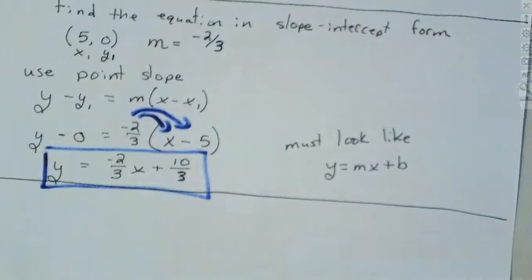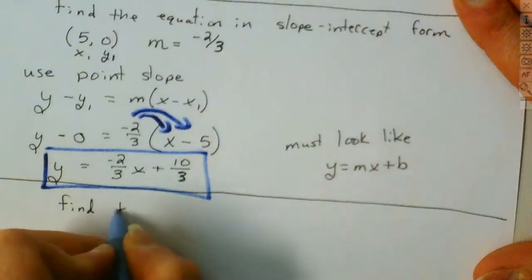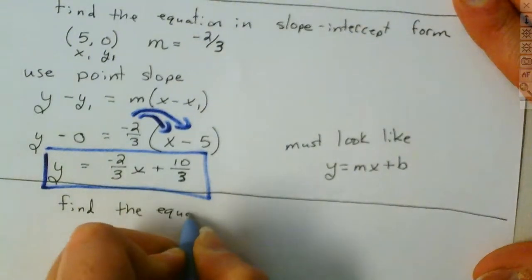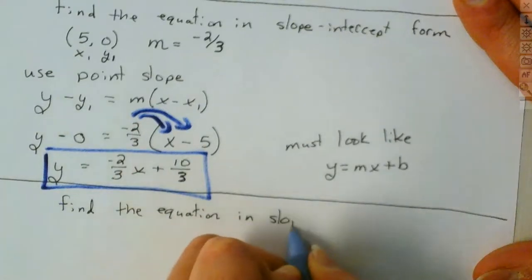Let's try another one. Let's try and find the equation in slope-intercept form.